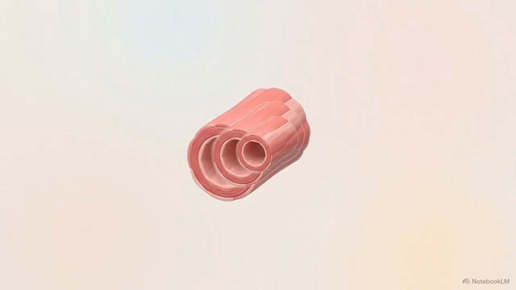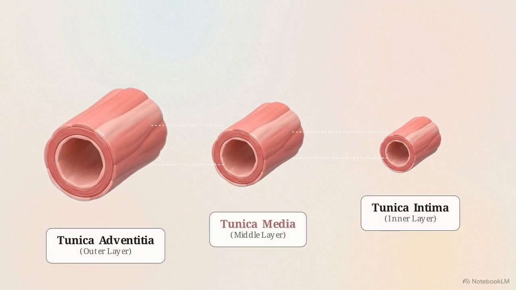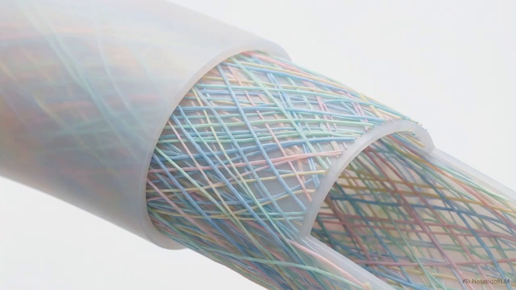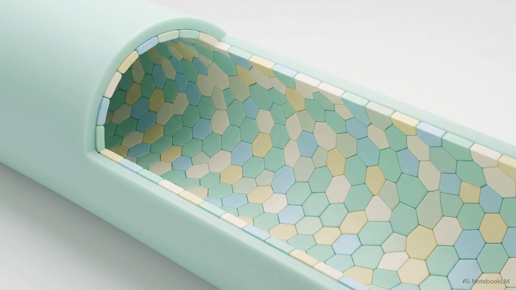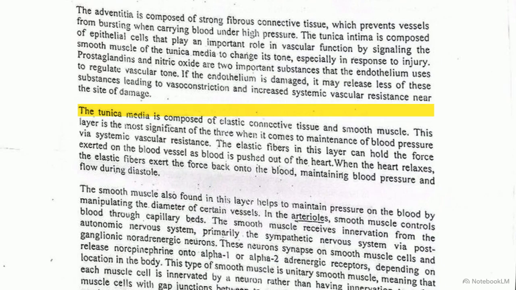To isolate the mechanisms of resistance, we must dissect the wall into its three structural layers. The outermost layer, the Tunica Adventitia, is a strong fibrous shield that prevents high-pressure rupture. The innermost layer, the Tunica Intima, is a delicate endothelial lining that secretes local signaling molecules like nitric oxide to communicate with the surrounding tissue. Positioned between them is the Tunica Media. This layer contains the specific mechanical components required to actively maintain and adjust systemic blood pressure.